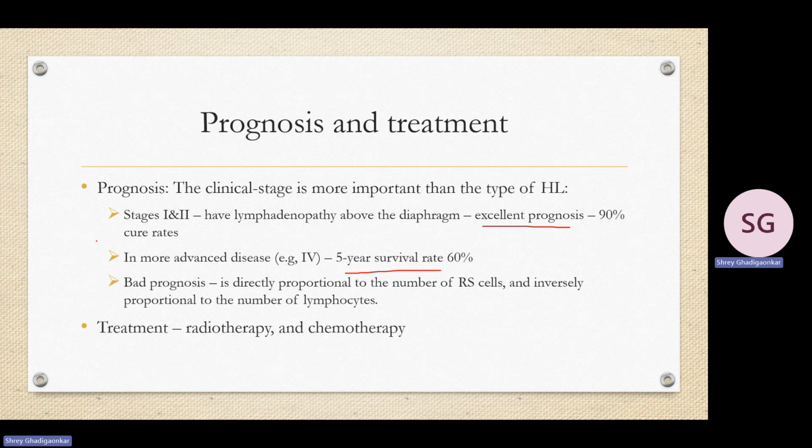Something to remember is that in patients who have Hodgkin's lymphoma, the prognosis is usually inversely proportional to the number of Reed-Sternberg cells. So for instance, if they have a high number of Reed-Sternberg cells and a lower number of lymphocytes, that's usually a bad prognosis. Treatment of this usually involves radiotherapy, chemotherapy, biological therapy, etc.